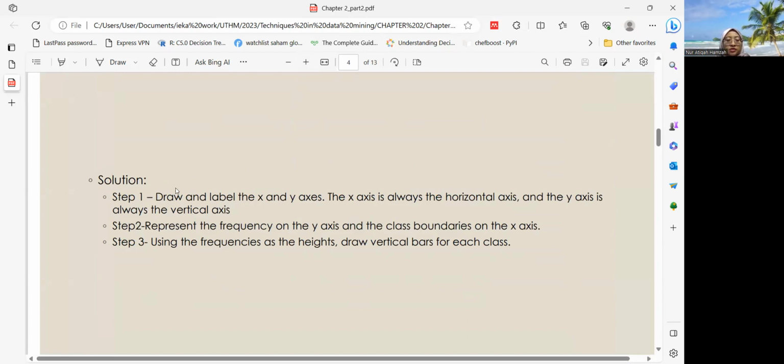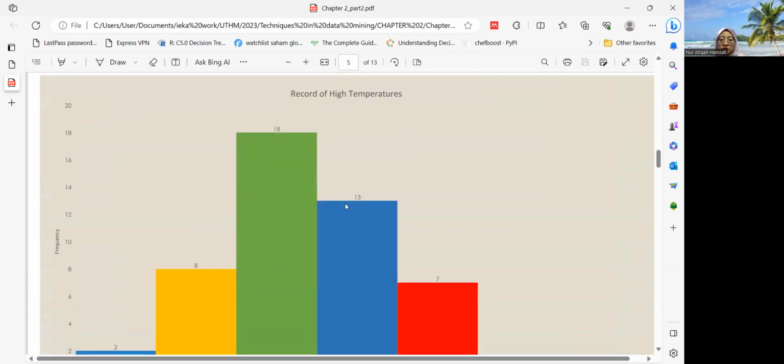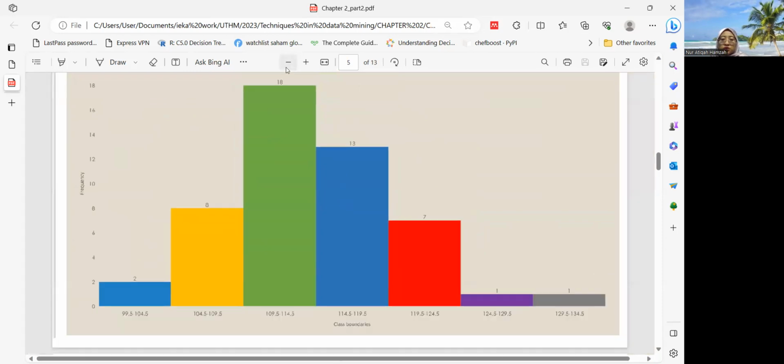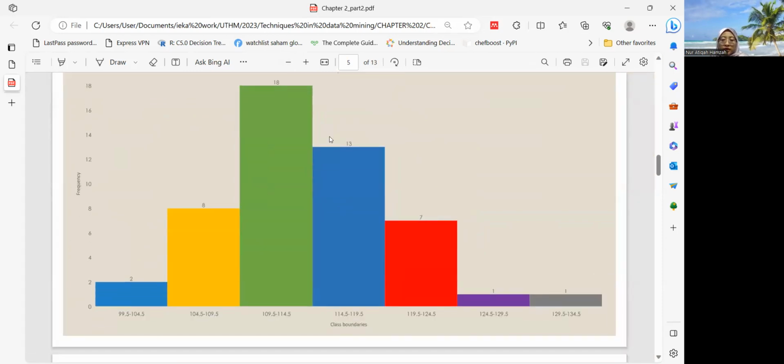Pertama sekali, the first step is to draw and label the x and y axis. The x-axis is always the horizontal axis and the y-axis is the vertical one. So step 2, represent the frequency on the y-axis and the class boundary on the x-axis, and then using the frequency as the height, draw a vertical bar for each class. So this is our histogram for that particular example.